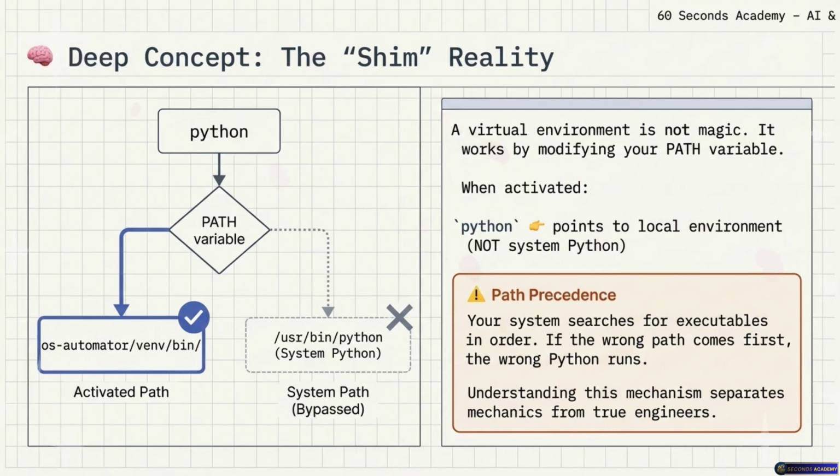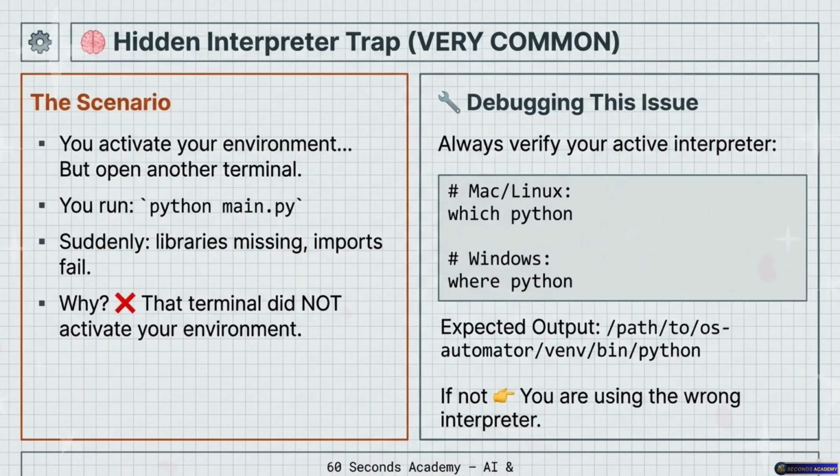It's like a set of blinders for your operating system. And those blinders are entirely temporary. Understanding this path precedence explains one of the most incredibly frustrating beginner traps in all of software engineering. Oh, I think I know what's coming. The hidden interpreter trap. I have lived this trap. It's awful. We all have.